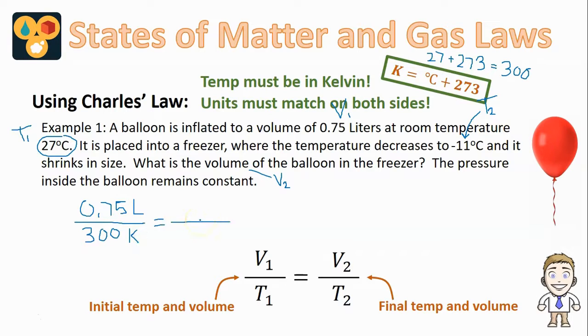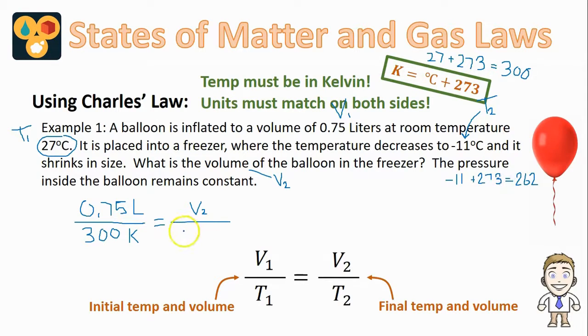Now we can fill out the other side of the equation. V2, I don't know, that's what the question is asking me to solve for, given the T2 of -11, but remember that's Celsius, so I've got to take a moment and change -11 into Kelvin by adding 273.